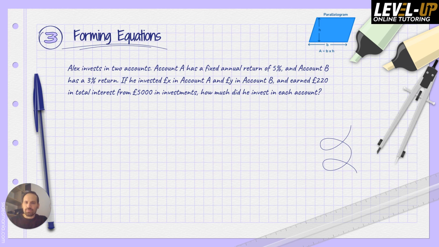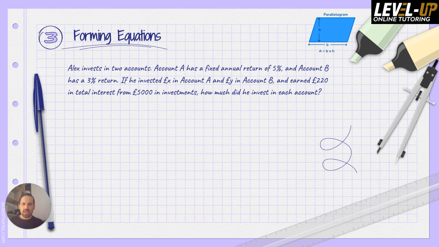So here's an example where we've got this person, Alex, who invests in 2 accounts, and these 2 accounts have 2 different interest rates. One is making 5% per year, the other one is making 3% per year. He's invested X amount in account A and Y amount of money in account B, and we're told he earned a total amount of interest of £220 in the year from a total of £15,000 of investments. How much must he have invested in each of the accounts?